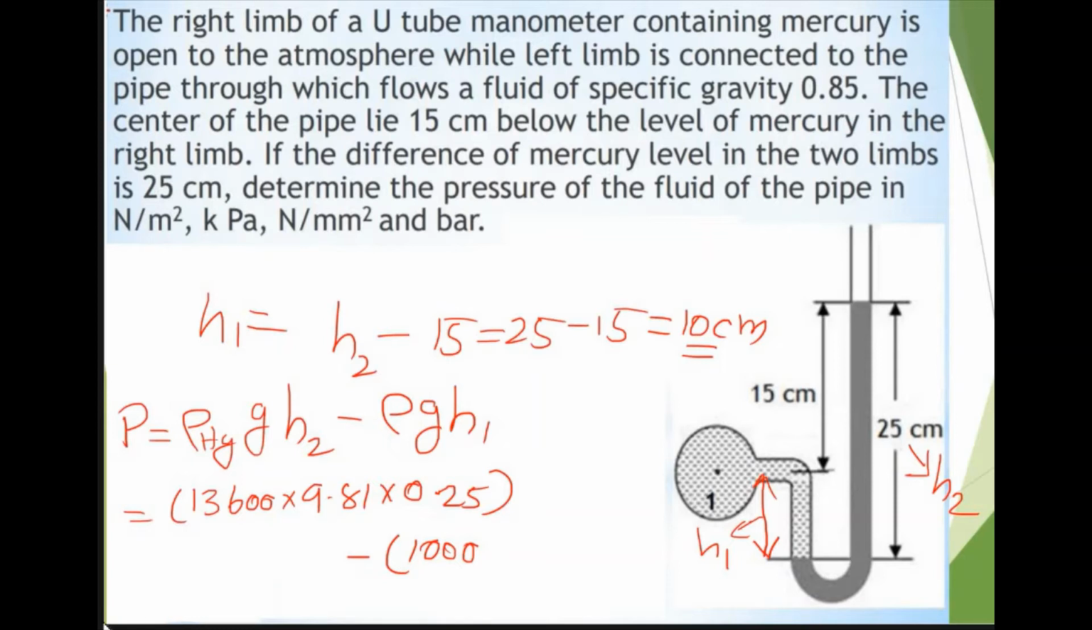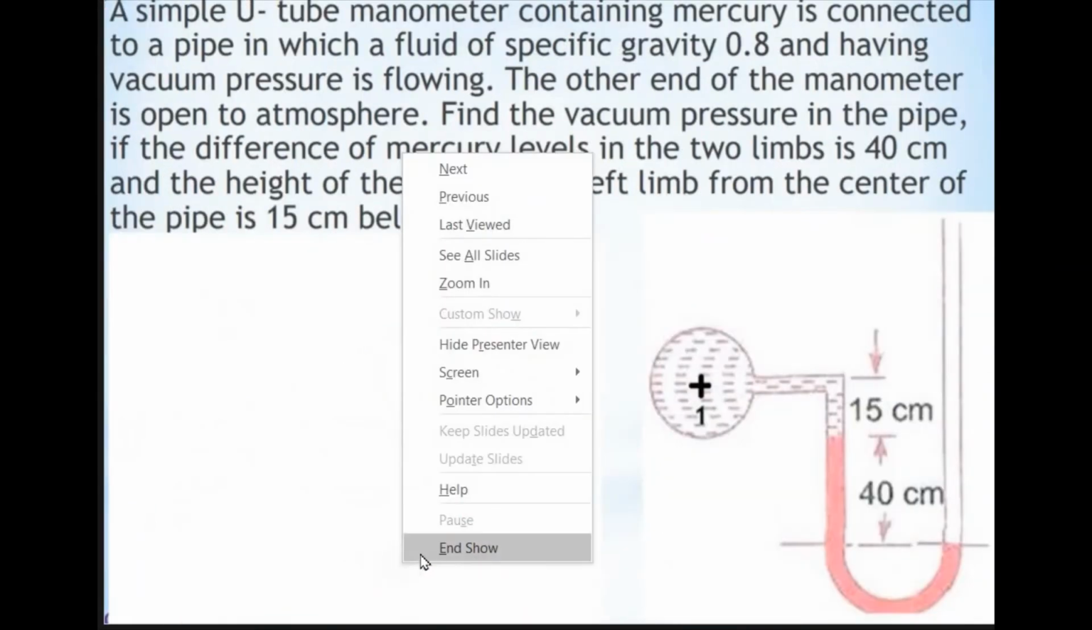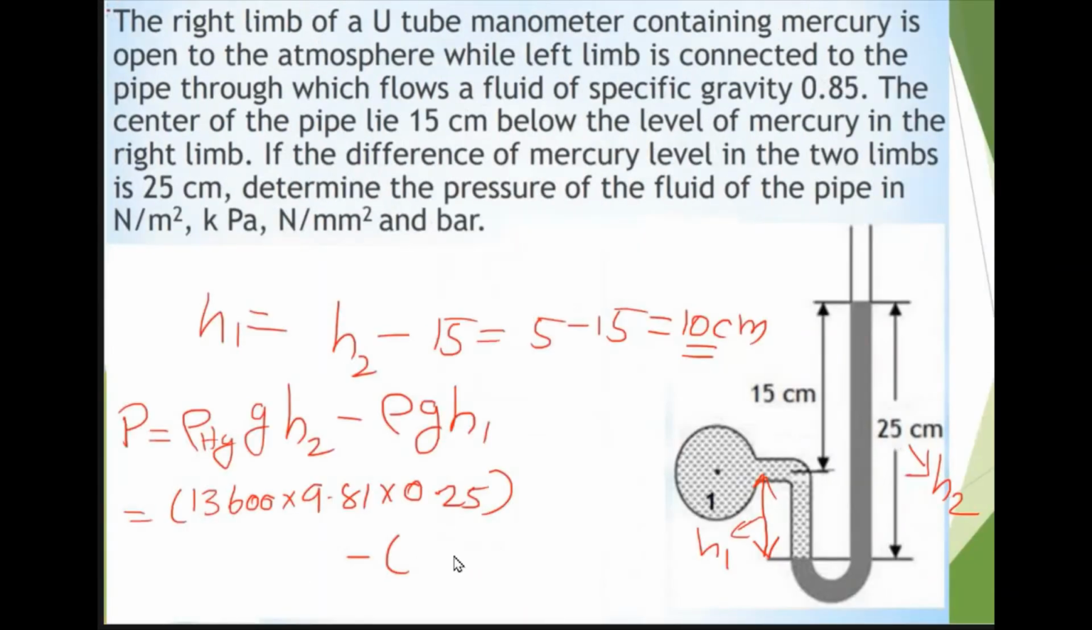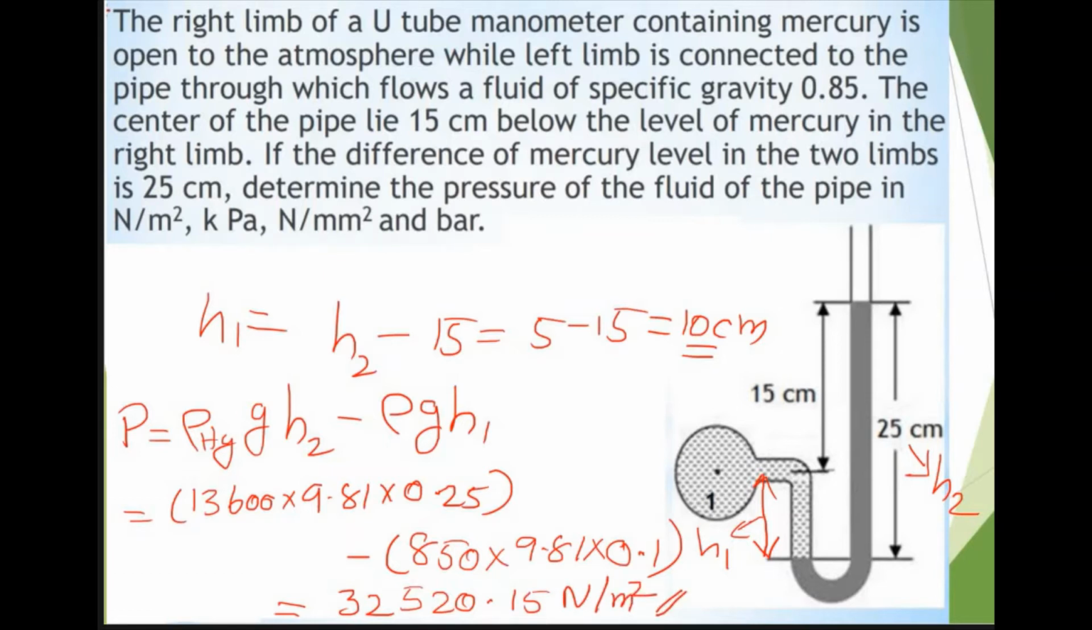Density of liquid flowing through the pipe we have already determined. It is 850 into 9.81 into 10 centimeter. H1 is 10 centimeter, in meters it is 0.1 meter. So which is equal to 32,520.15 Newton per meter square. So this is the pressure of the fluid flowing through the pipe.